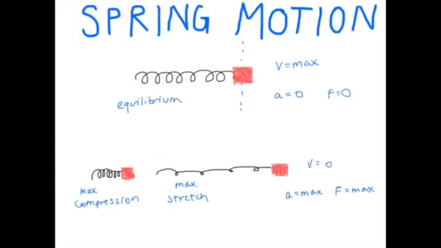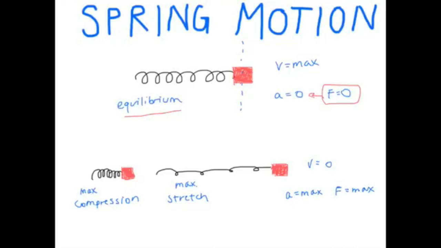A spring is at equilibrium point, as I've drawn here, when it's at its relaxed length, or the length it would have naturally without any external forces. When a mass is on the spring and it reaches equilibrium point, the velocity reaches its maximum. However, because the spring is at a relaxed point, it exerts no force, so we say F is 0, and therefore acceleration is also 0.